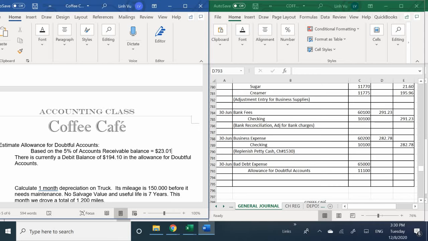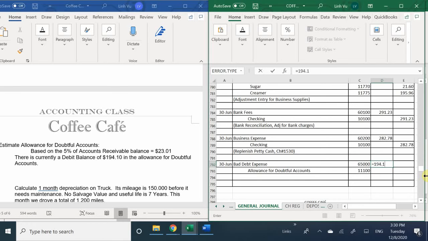So in this kind of game, this is why, at the end of the day, when you are writing off your bad debt, you need to have a credit balance in the allowance for doubtful accounts. How much am I going to be debiting and crediting in my allowance for doubtful accounts? 217.11. So 194.10 plus my 2301 gives me 217.11. Good.